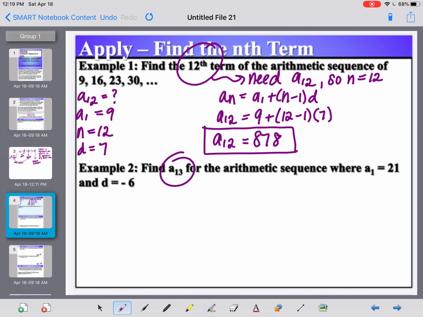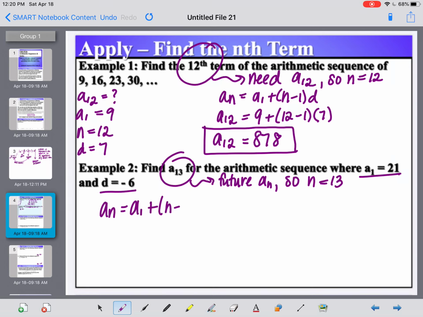Let's try it again. Find a sub 13. That's your future term. That's your a sub n, which means that n must be 13. They're telling you a sub 1, and they're telling you the common difference. We only have one formula to use. There should be no question about where to plug it in. We only have one thing to use. So let's plug in everything that we know.